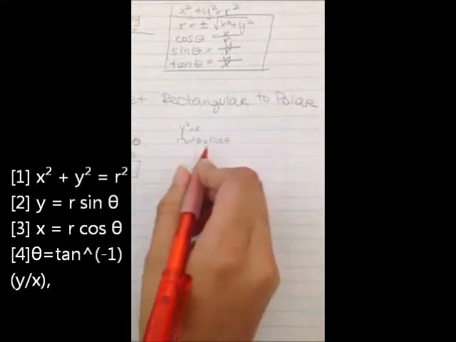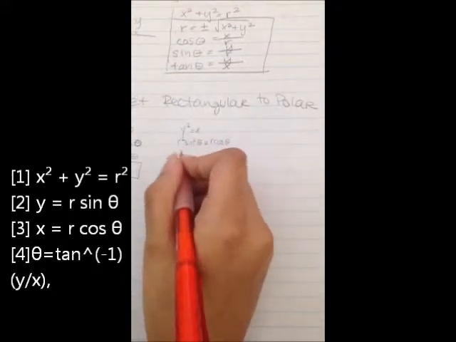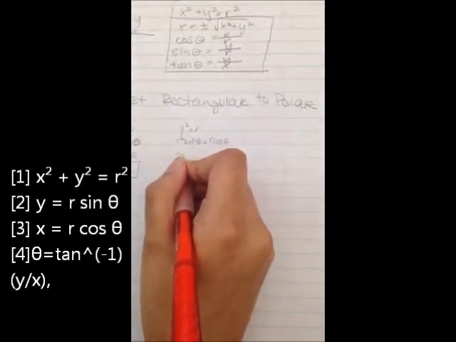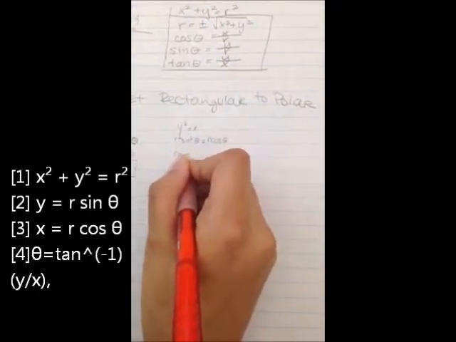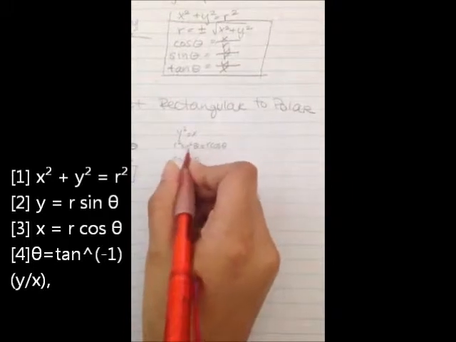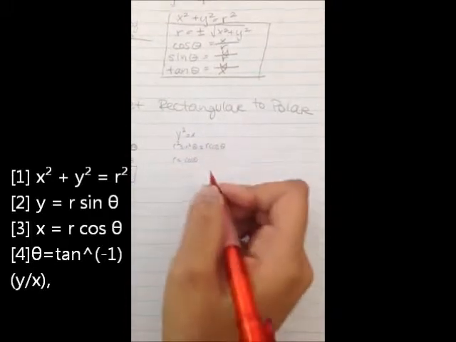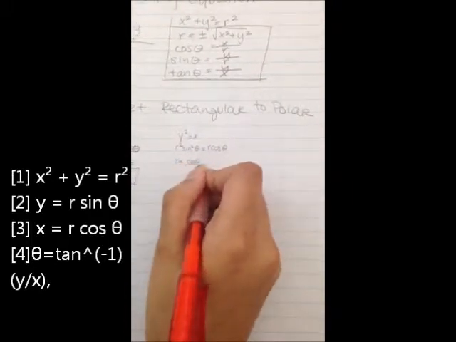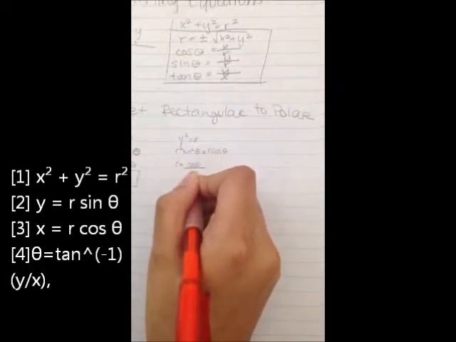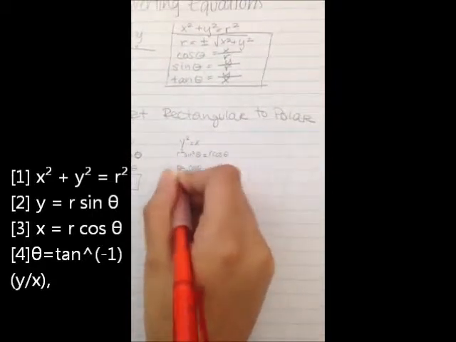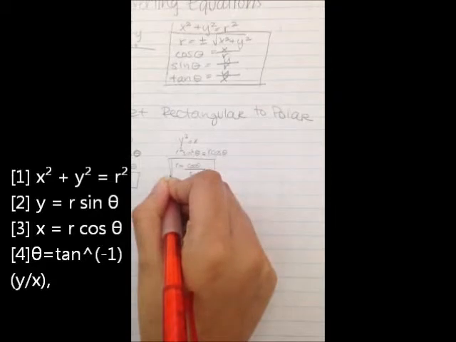And we want all of the r's on one side, so we're going to divide both sides by r, so that leaves you with r sine squared theta equals cosine theta, and we're just going to move this sine squared theta to this side as well. So it's r equals cosine theta over sine squared theta. And that is your final answer.